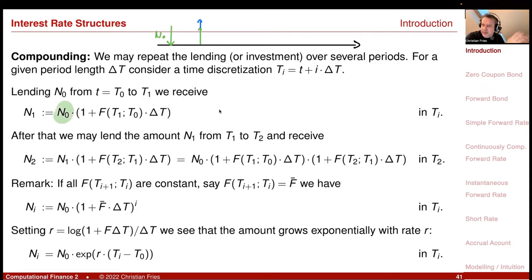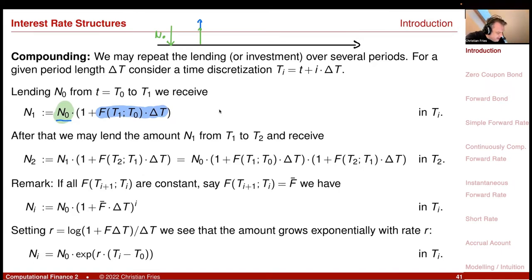Then I receive back N0, so 1 times N0 plus the N0 multiplied with the interest rate multiplied with the time span. I'm looking here at an equidistributed time discretization, so it's a delta t. So we receive back this little additional amount here, this guy multiplied with my additional N0. And now you can repeat this strategy.